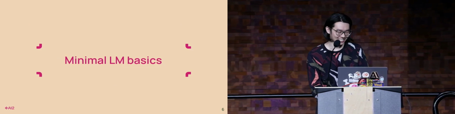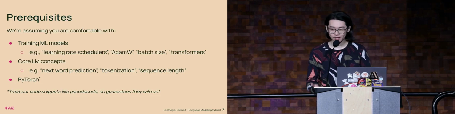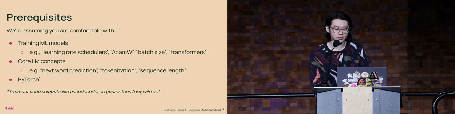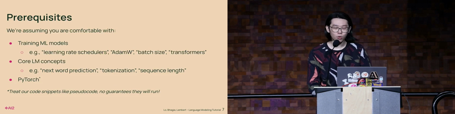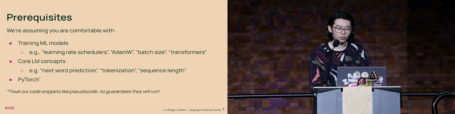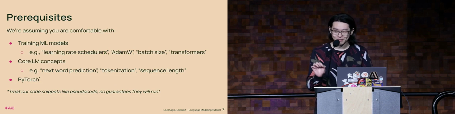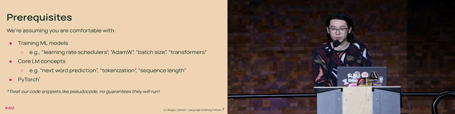Language modeling basics. We're going to assume in this tutorial that you're familiar and comfortable training language models. So terms like learning rate schedulers, batch size, and transformers aren't super new. Core language modeling concepts we're hoping you already know. So it shouldn't be a surprise what language modeling objectives are, what tokenization is, what sequence lengths are. And then hopefully there are some snippets of code. They're not necessarily runnable, but they're used as pseudocode for illustration, and hopefully people are familiar with PyTorch.